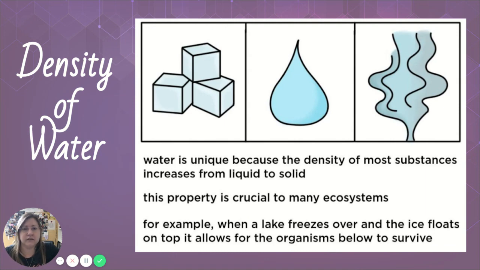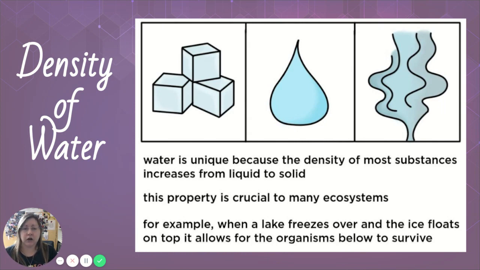The density of water is really unique. Water is a unique substance because a lot of times when different materials change state or change phases, a lot of those substances are going to increase in density from liquid to solid. This is really important to water because when water becomes a solid, it decreases in density. So it kind of acts opposite to a lot of different materials. That's really important to ecosystems because if you think about a lake, for example, that has aquatic animals, it's got fish swimming around in it.